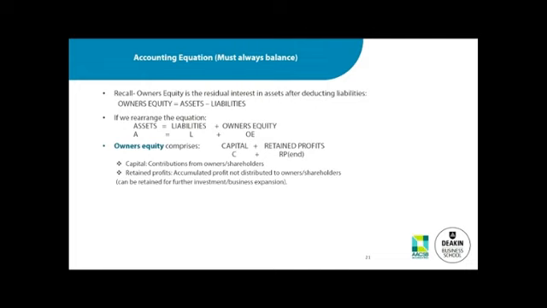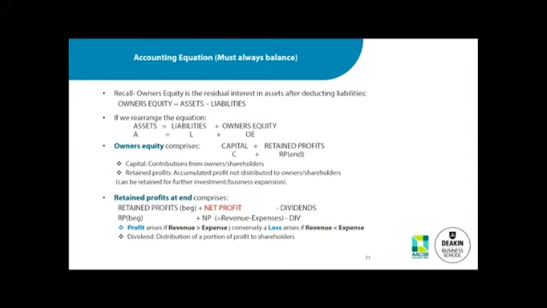Owner's equity in the context of companies can be broken down into two parts: capital and retained profit. What is capital? That is a contribution by the owners. What is retained profit? That is the profit which is not used and distributed to the shareholders. That is referred to as retained profit.